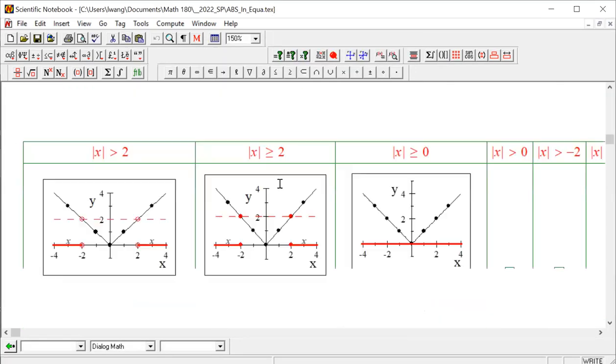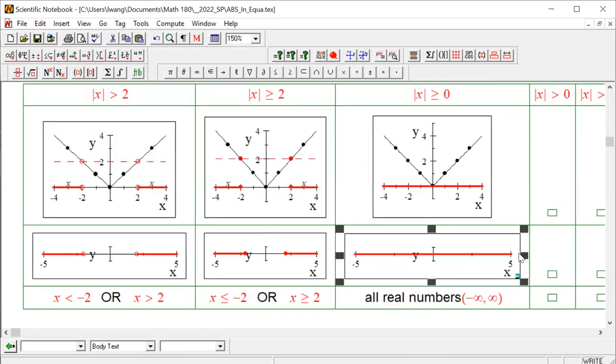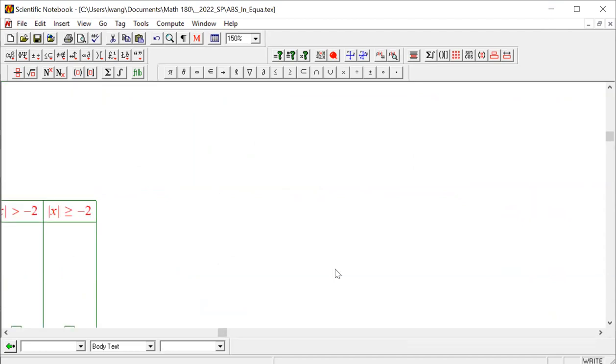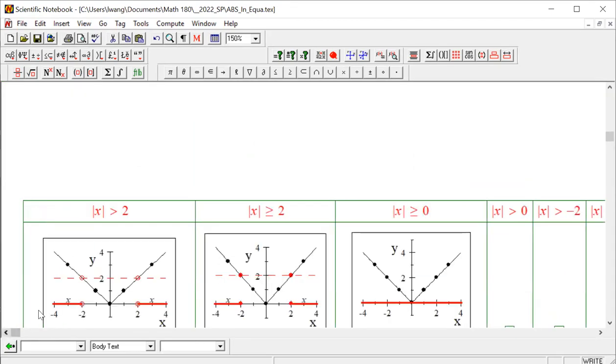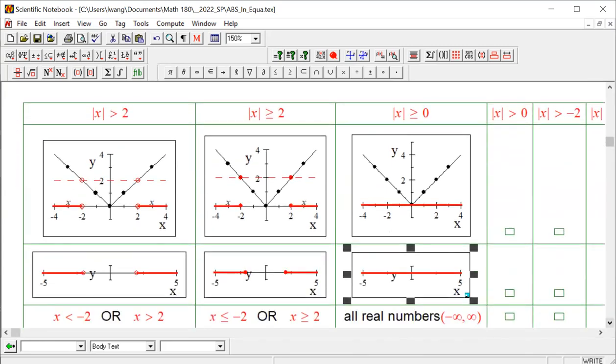So I'm going to put this case for that. Okay, so we have studied 3 cases. So how about larger than 0?